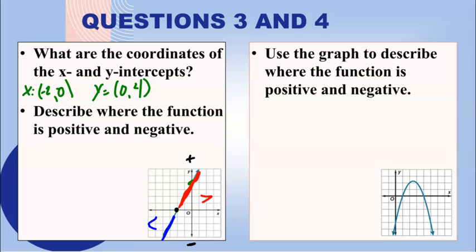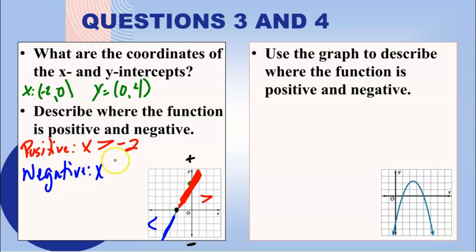Okay, so now let's do the positive part first. So the function is positive when x is greater than negative 2. Because the x-intercept's at negative 2, so everything to the right of negative 2, it's greater than. It's above the x-axis. And then it's negative when x is less than negative 2. So when it's to the left of negative 2, it's below the x-axis, making it negative.